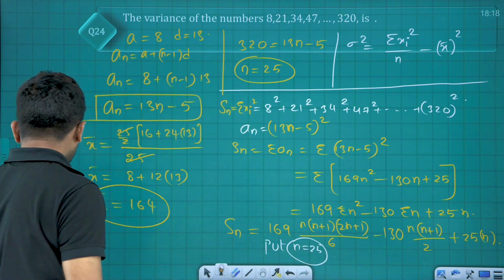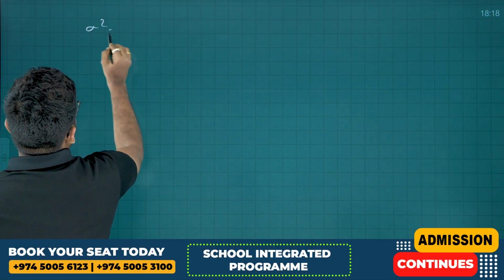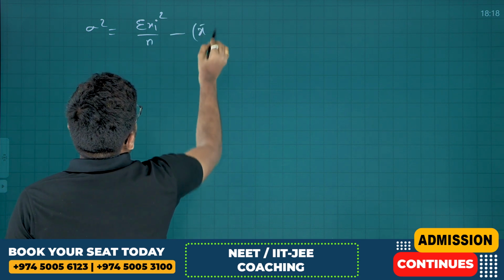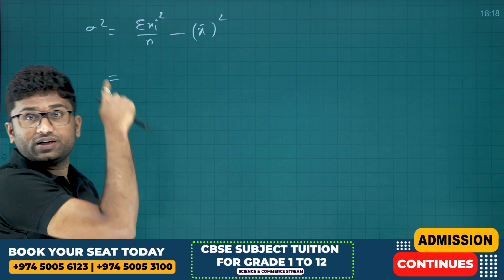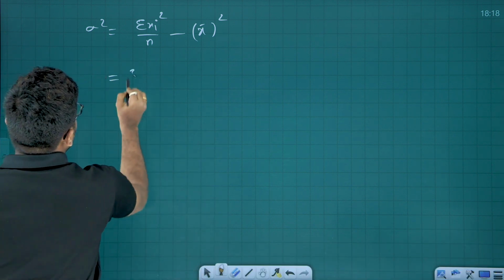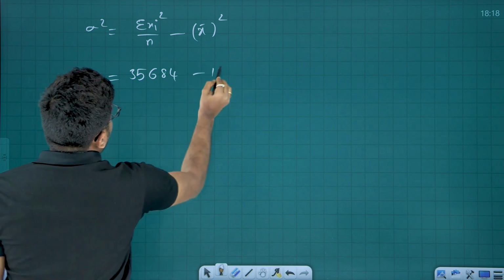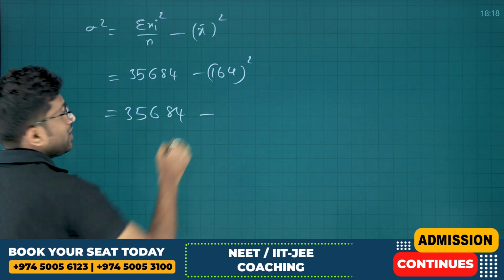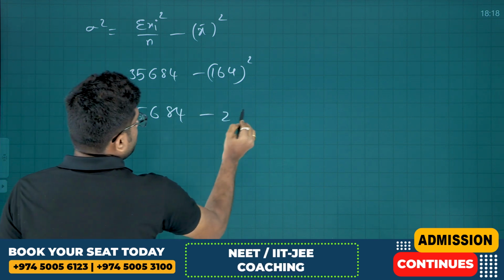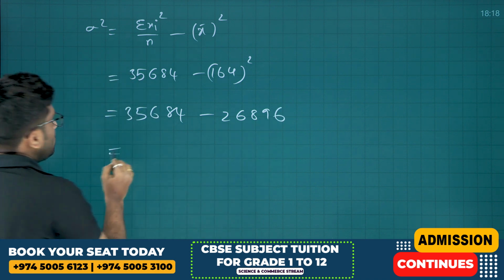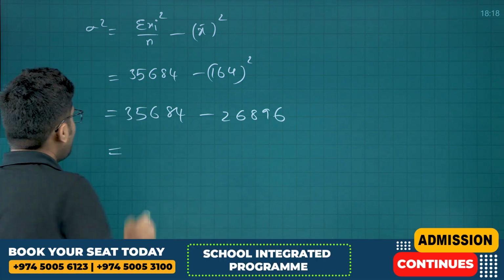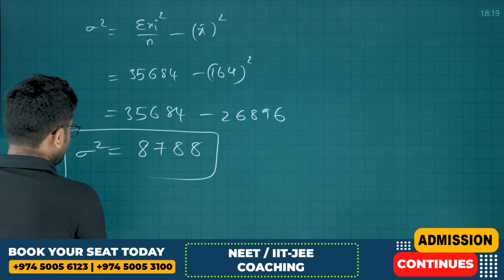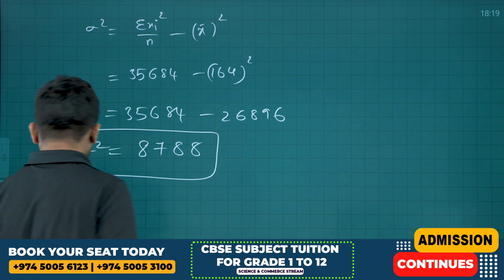Now substitute this result. Sigma square is equal to sigma xi square divided by n minus x bar whole square. This value, I did it directly, we will get 35684 minus 164 whole square. So 164 whole square will be 26896. If you subtract these two, then we will be getting the answer as 8788. Therefore variance sigma square is equal to 8788, friends.